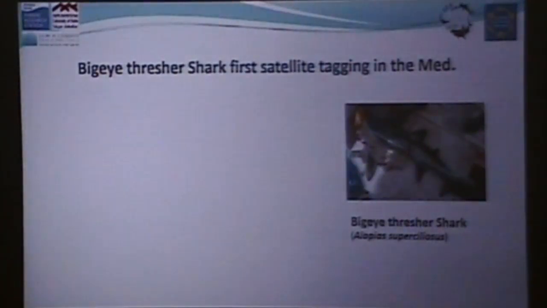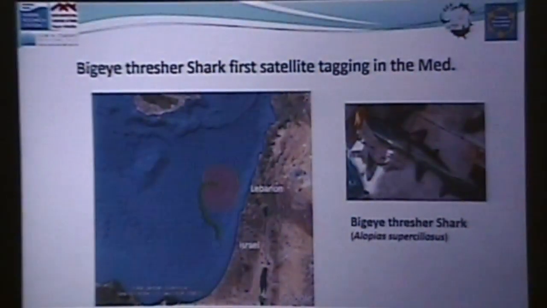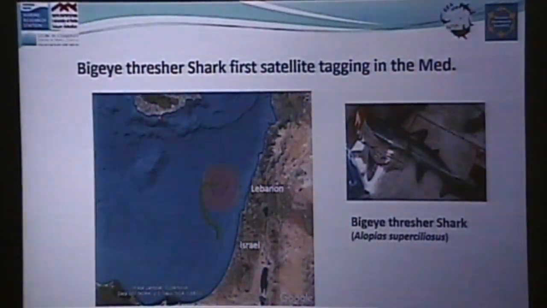And actually it just popped up a few days ago, and this map here is really the first run that we did yesterday, a draft of the track that this shark made. The satellite tag popped up in Lebanon, and unfortunately we weren't able to get to the tag.